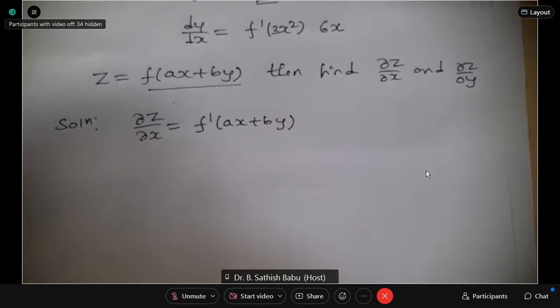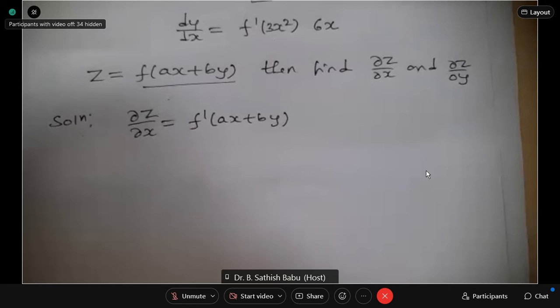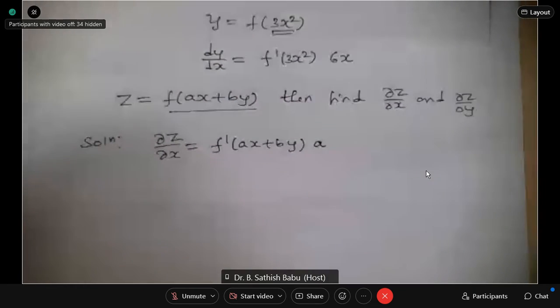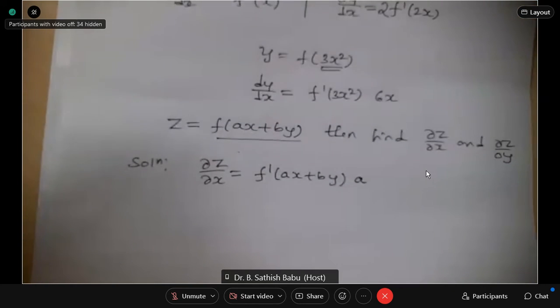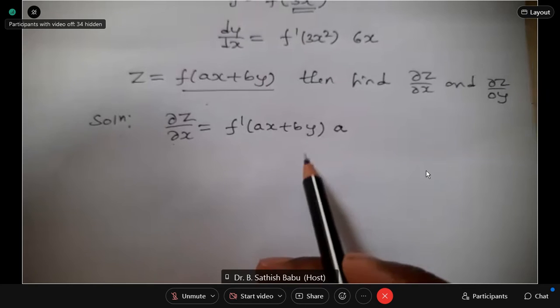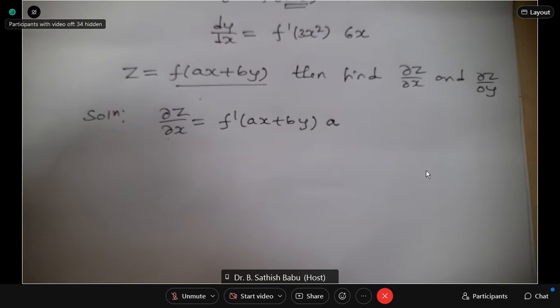What is the interior term differentiation? A. What happens to b? It's a constant, sir, so its differentiation is 0. Have I got the differentiation of z with respect to x now?